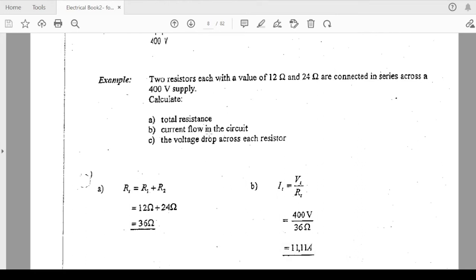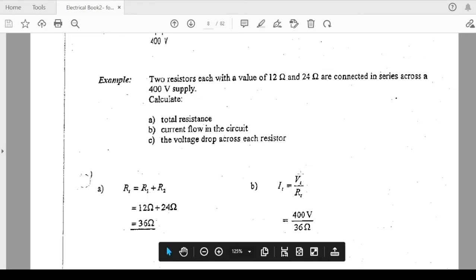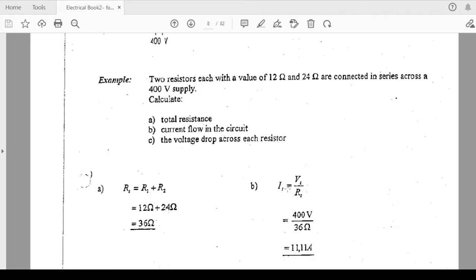Then, what is the current flow in the circuit? You need now to know the current flow. But which equation are you going to use to get the current flow? Ohm's law. This Ohm's law is used anywhere at any time in the circuit, whether it's series or parallel. You use Ohm's law at any point, whether for the total things or for resistor 1 or for resistor 2. What only changes is the values.